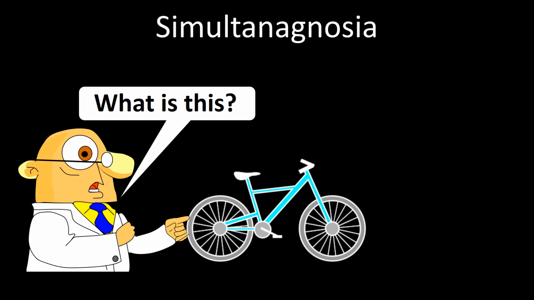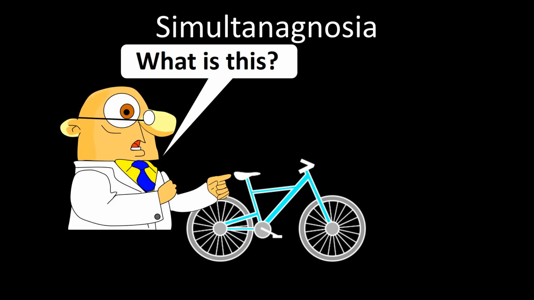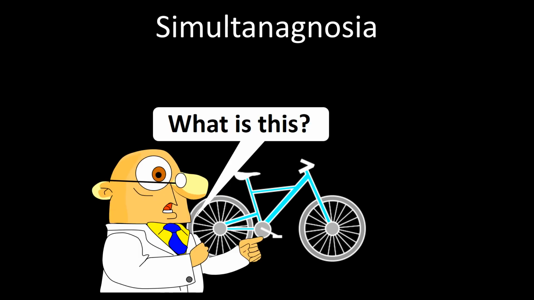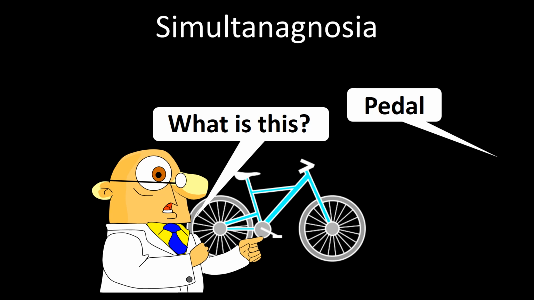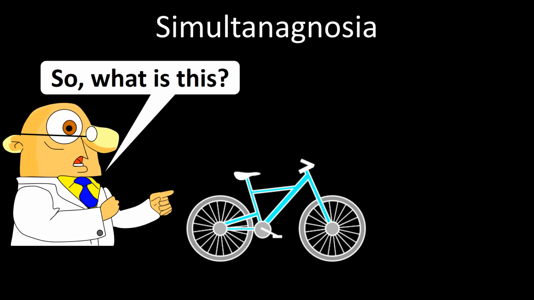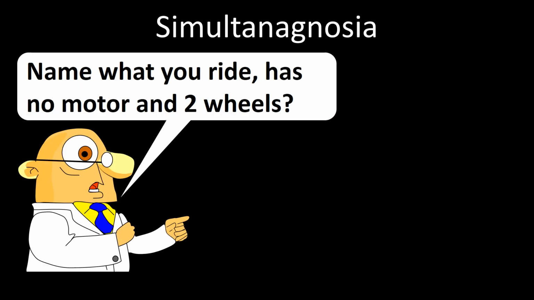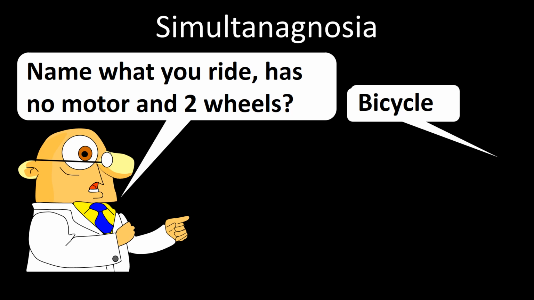The first example is a patient with AD who, when asked what is this while pointing to the wheels of a bicycle, will answer wheel. And when pointing to the seat, the patient will also recognize it. The same when pointing to the pedal. In this situation, the patient will say pedal. But when asked for the name of the whole, the patient will say, I do not know. But then if given oral clues such as what do you ride that has no motor and 2 wheels, the patient will say bicycle.